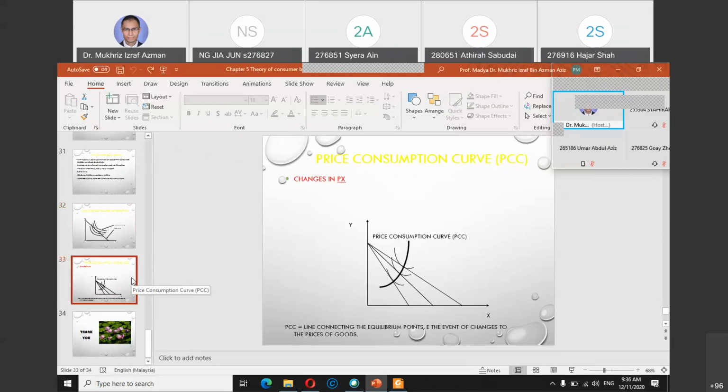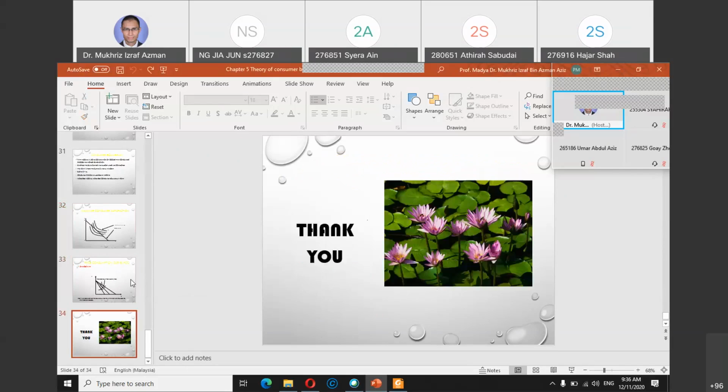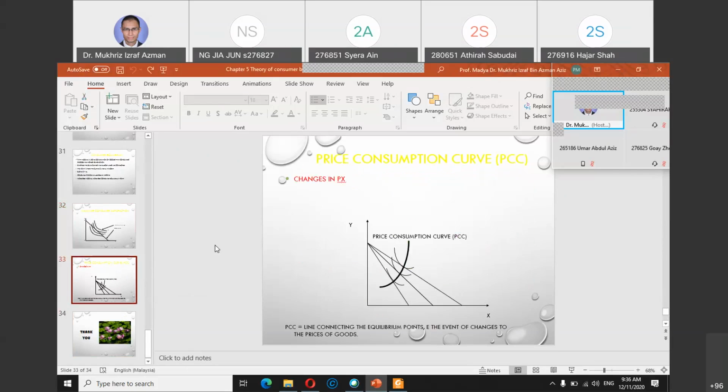I'm not sure if it is part of the syllabus, but for economics students, you will learn more. You will learn again about the price consumption curve (PCC). I think this is just to introduce what PCC is. Of course, you do not need to draw it in your test, because your test is multiple choice questions.